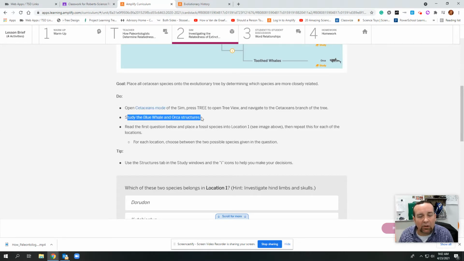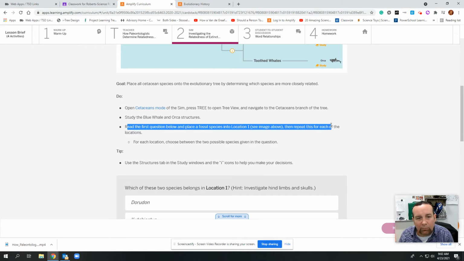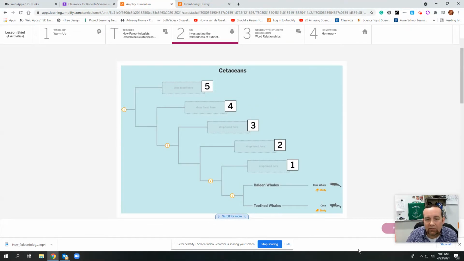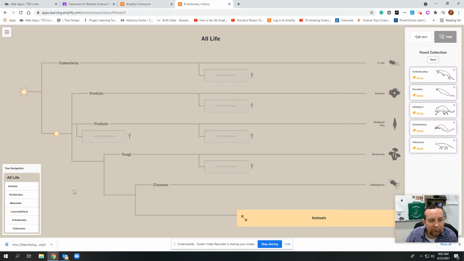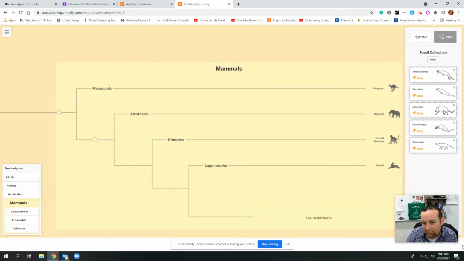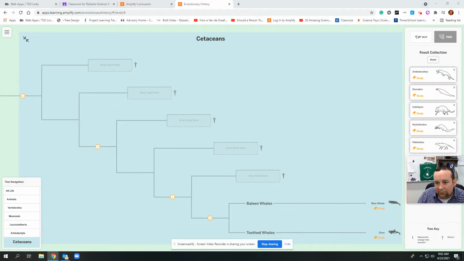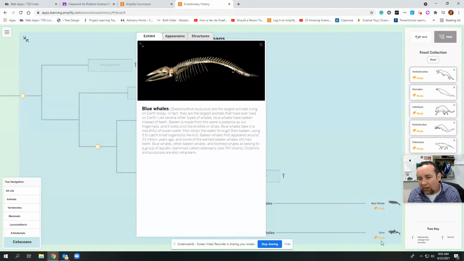Study the blue whale and orca structures. Read the first question below and place a fossil in the location next to it. Then repeat that for each of the locations. You'll notice here they're showing us there are locations 1, 2, 3, 4, and 5. So if we go to our evolutionary tree and navigate down to our cetaceans in the left-hand corner here, I'm just going to click this little button. And we're going to zoom in down this family tree and check it out. Mr. Roberts is a fossil. No. Let's study our blue whale and our orca.